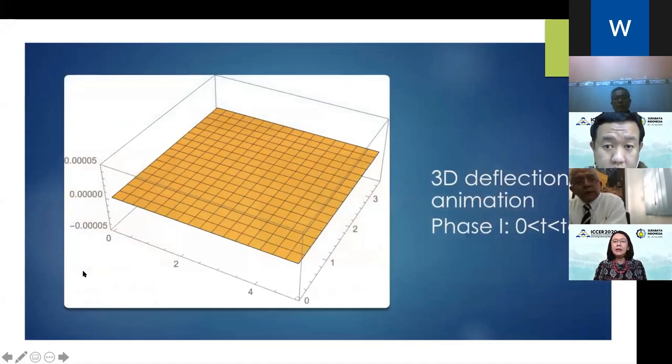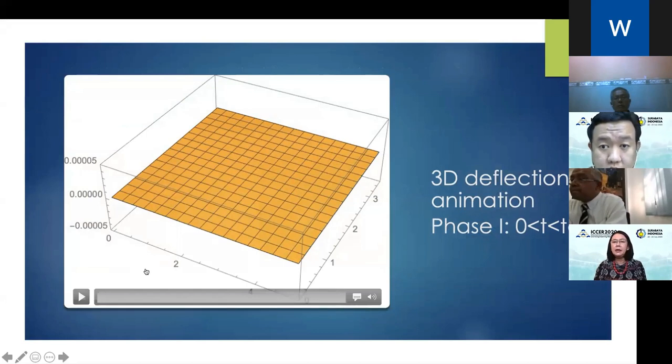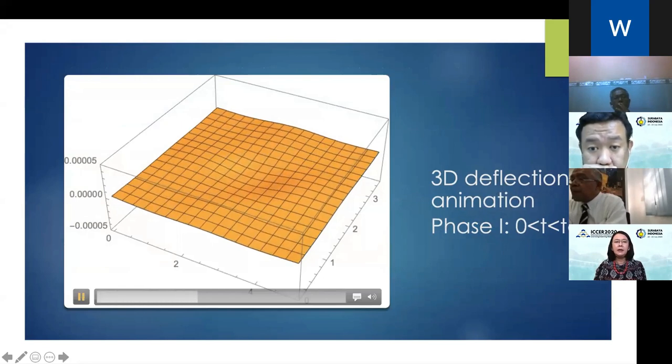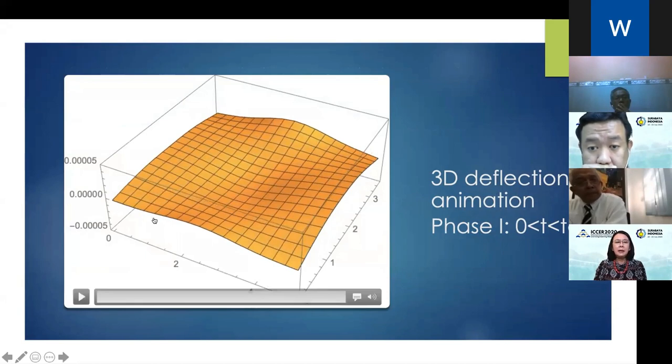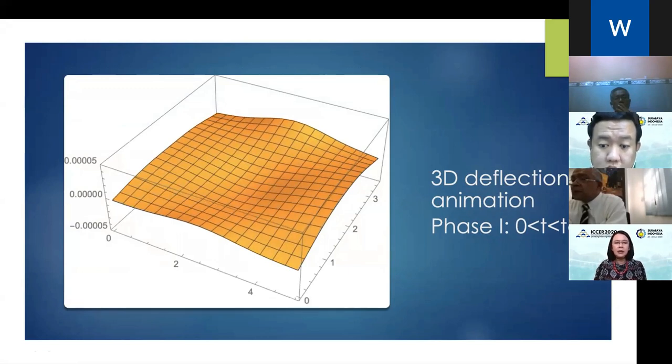Okay, and then this is the 3D deflection animation. I only ran this for the positive one, but you can see right here the behavior of the system. You can see right here by the edge of the plate, the deflection is not equal to 0, because the boundary condition is not 0 for the deflection at the edge. And then the deflection over there has to be supported by the dowel and by the tie bar.